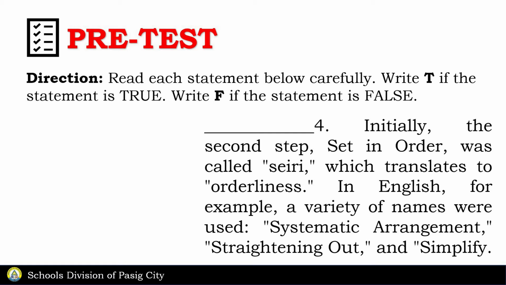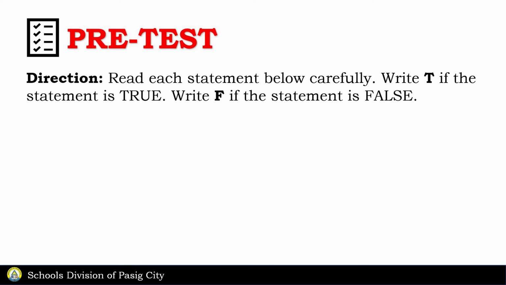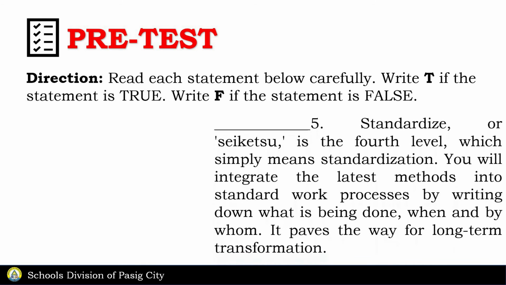Initially, the second step, set in order, was called Seiton, which translates to orderliness. In English, for example, a variety of names were used: systematic arrangement, straightening out, and simplifying. The answer is false. Question number 5. Standardize, or Seiketsu, is the fourth level, which simply means standardization.